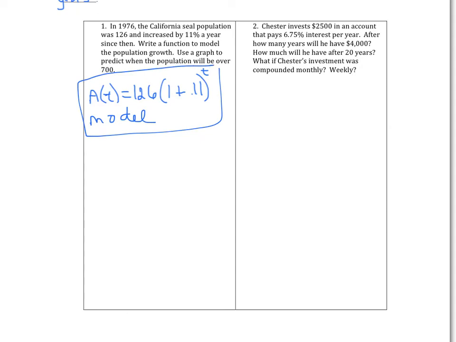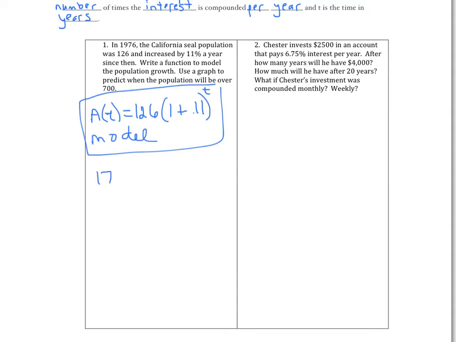Then if we put our model into the calculator and use x as our t, we can go into second graph to look at the table. If we scroll down, we notice that at the 16th year, it would be 669, and the 17th year would be 742. So it doesn't actually cross over until the 17th year. So 1976 plus 17, 1993 is when the population will be over 700.